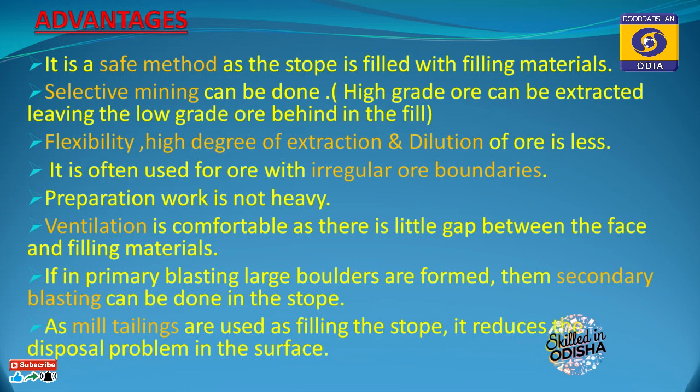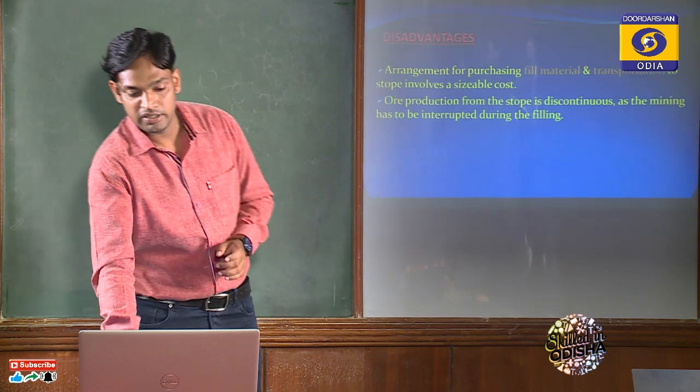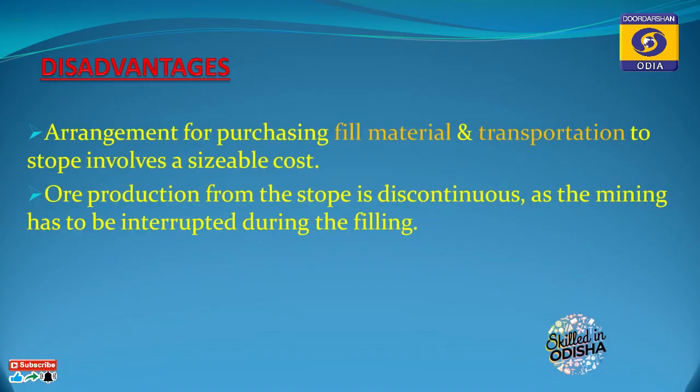Preparation work is not heavy. Ventilation is comfortable as there is a little gap between the face and filling materials. If large boulders are formed in primary blasting, we can opt for secondary blasting. As mill tailings are used for filling the stope, it reduces the disposal problem on the surface. The disadvantage is that purchasing filling materials and transporting them to the stopes involves a sizable cost.